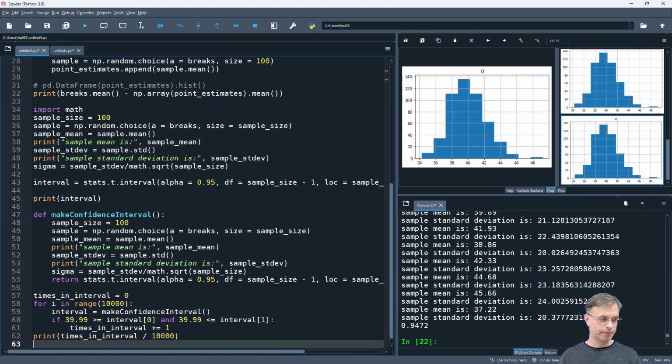Success, we can see that about 95% of our confidence intervals contain our actual population mean. Estimating population parameters through point estimates and confidence intervals is a relatively simple and powerful form of statistical inference.